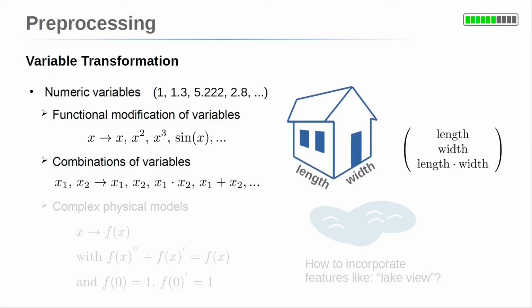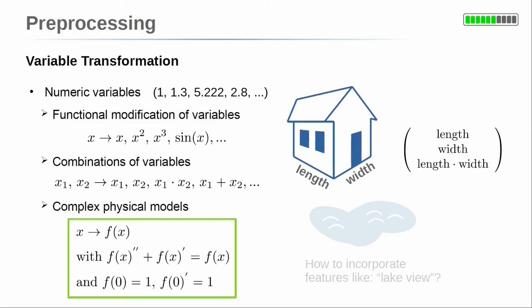Further, we can combine different variables. Consider, for example, a real estate price estimation with given variables length and width of the house. An interesting new feature would be the corresponding area, length times width. The house price might be much more related to this area, and so it is beneficial to incorporate this new feature. So the algorithm can learn the functional relation much more easily. This is especially important if only a small dataset is available.